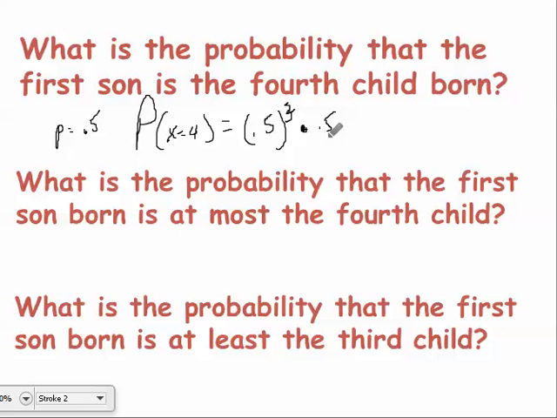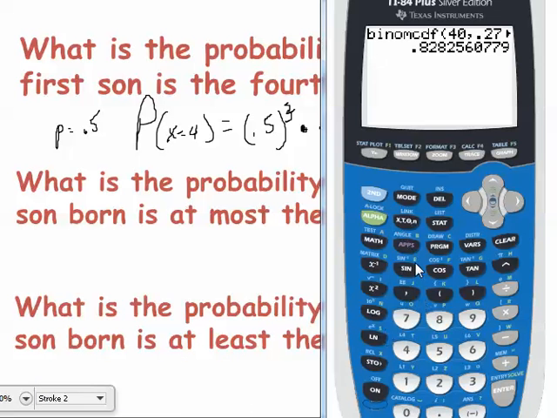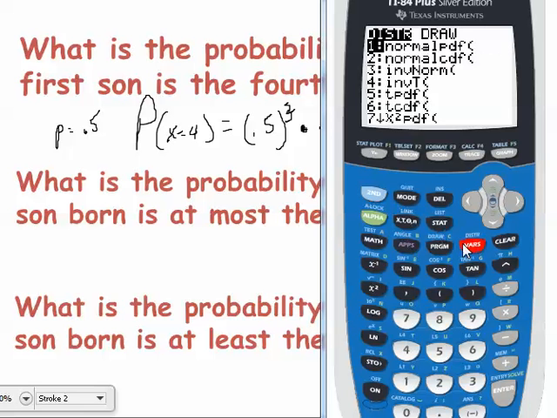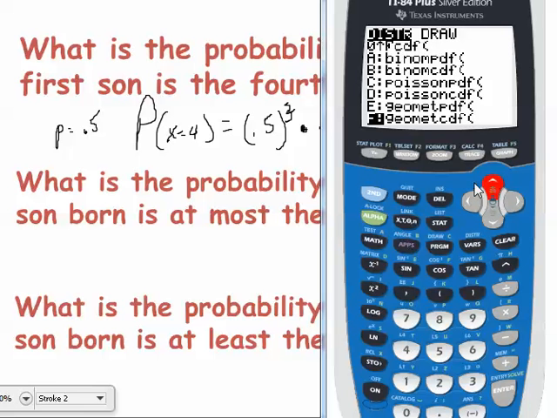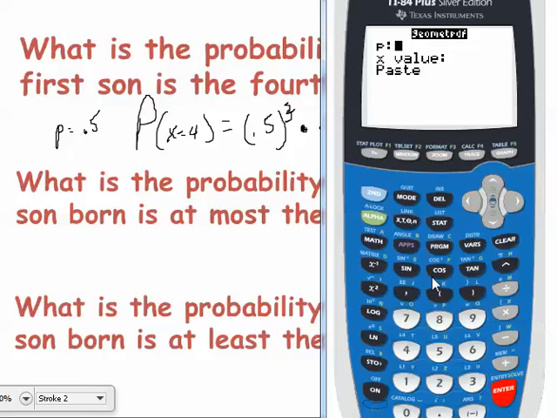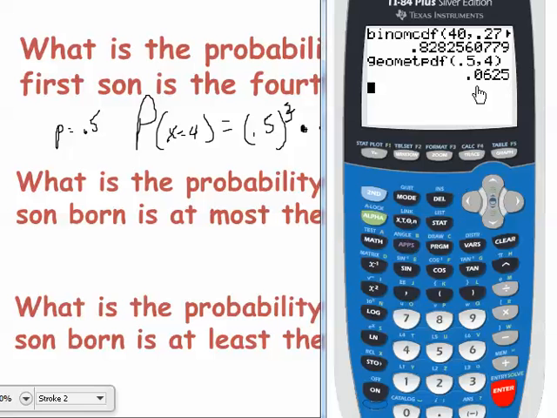So how do we do this on the calculator? We go second distribution, and we're going to do a geometric PDF. That's number E there. So I'm going to go up there to number E, and I'm going to press enter. It's asking me what's the probability of each individual outcome. That's going to be that 0.5. And they're asking me how many times are we going to try it? Well, we're going to try it 4 times. And the probability of this, when you work this out, is 0.0625.